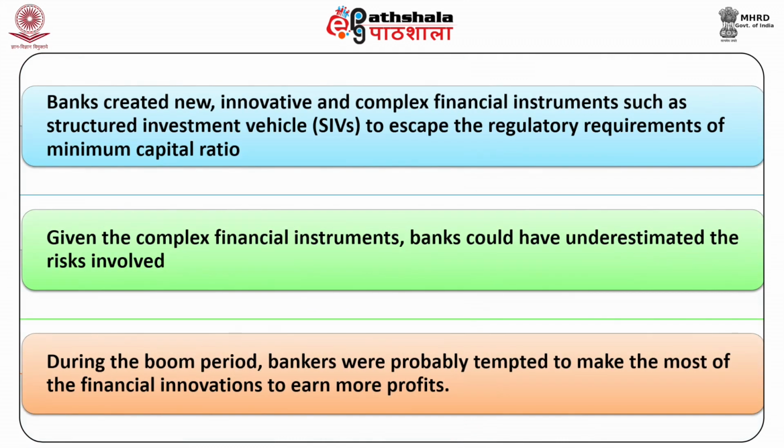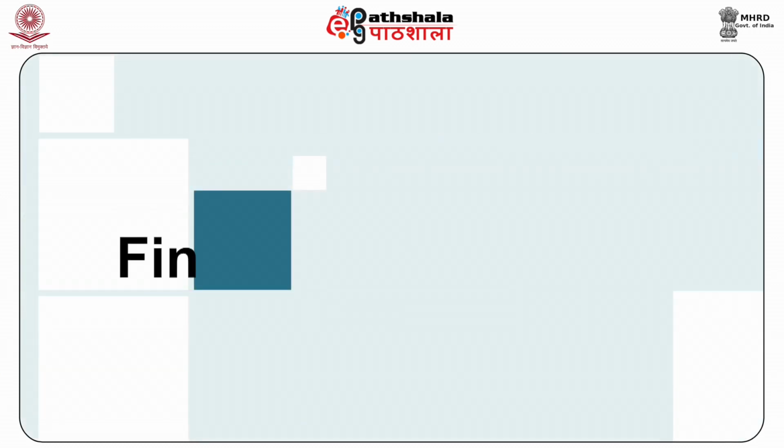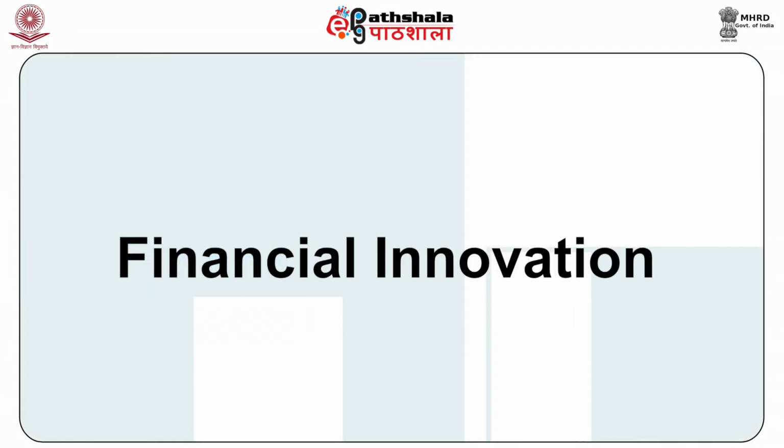Various explanations have been put forward to explain the excessive risk-taking behavior of the banks. First, banks created new, innovative and complex financial instruments such as structured investment vehicles to escape the regulatory requirements of minimum capital ratio. Secondly, given the complex financial instruments, banks could have underestimated the risk involved. And thirdly, during the boom period, bankers were probably tempted to make the most of the financial innovations to earn more profit.